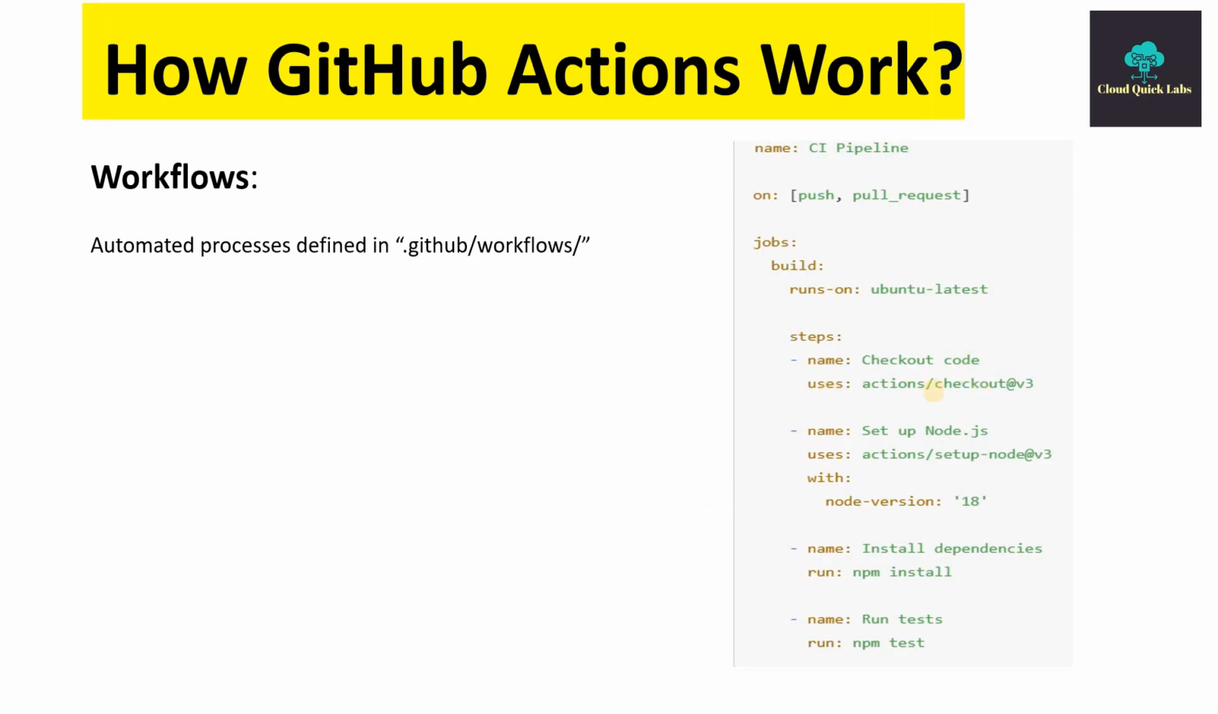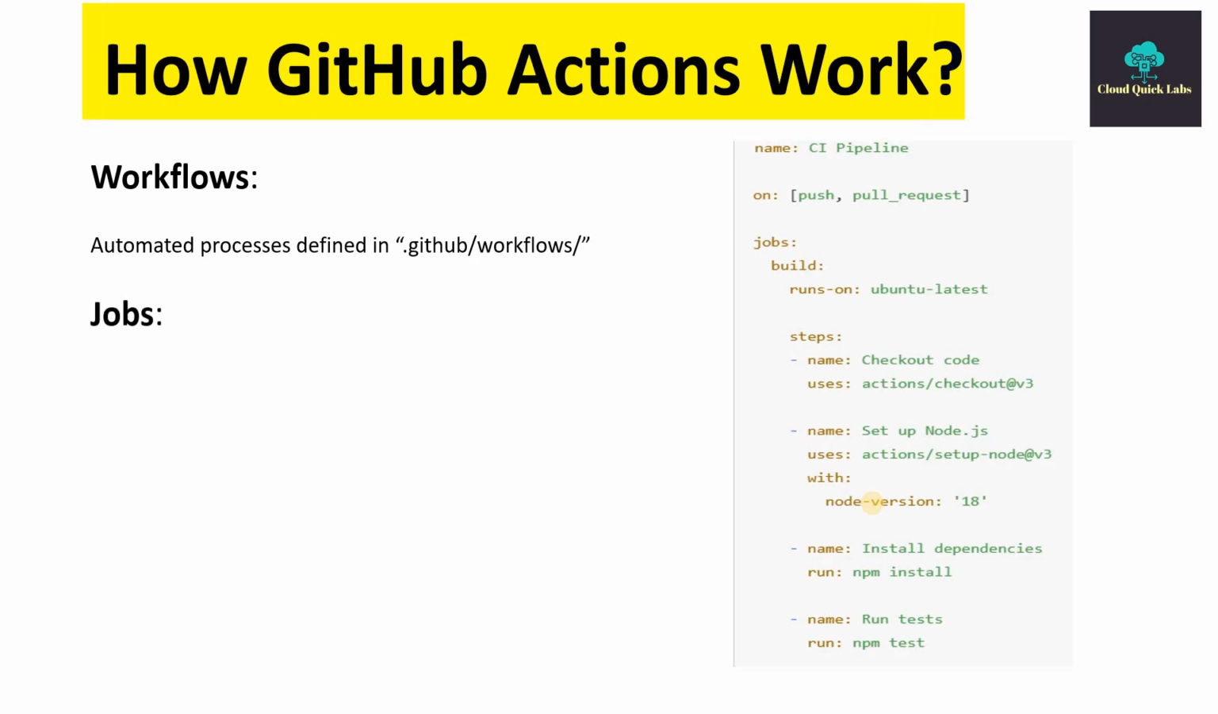Then you see set up Node.js. These are all post source code: you want to compile that, you want to zip that, and you want to deploy that. So these are all activities that belong to that category. You set up Node.js, then you install the dependencies, and then you run npm test. So you declare these steps in the order that they have to be executed, and that's how the GitHub action will take care of that execution automatically. That is where GitHub Actions works.